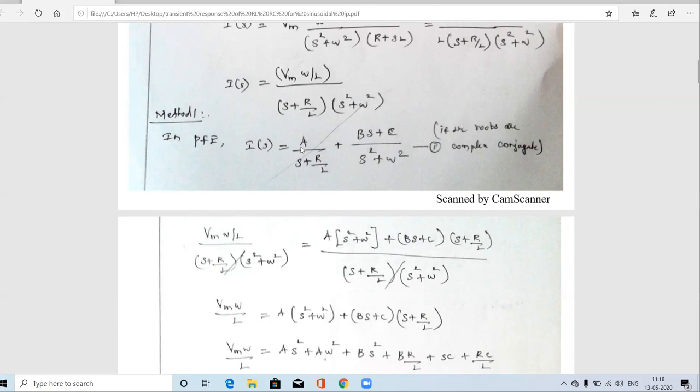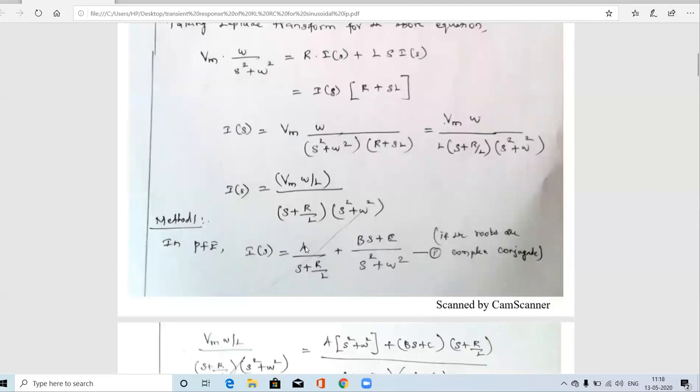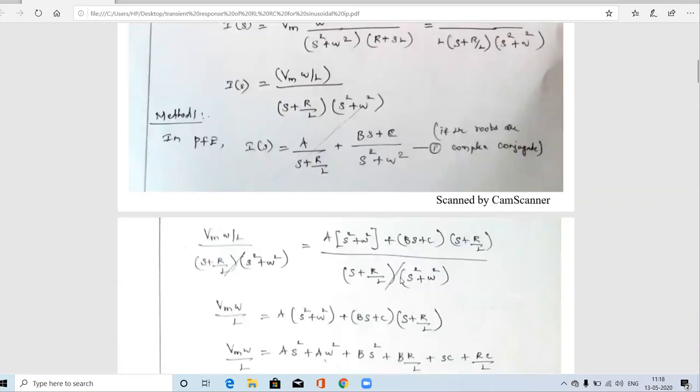In order to find the value of A, B, C, we can use another method, the previous one. A is nothing but the value in the bracket times I(s) at s equal to the root value. That is one method.